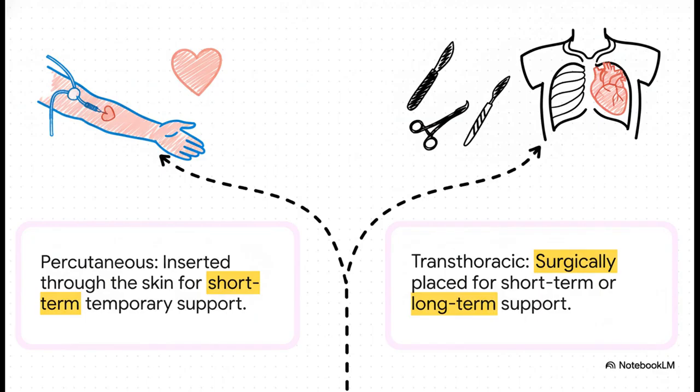Every coding story for a VAD starts at a major fork in the road, and that's the approach. Was the device placed percutaneously, through the skin, or was it transthoracic, which is a full-on surgical approach? Trust me, this single detail changes absolutely everything.